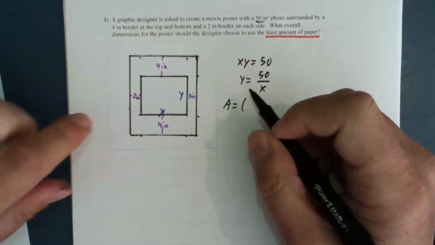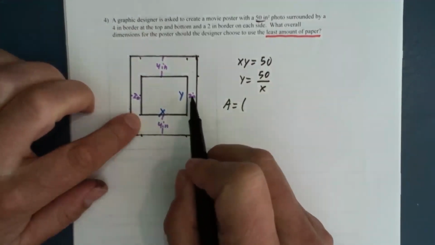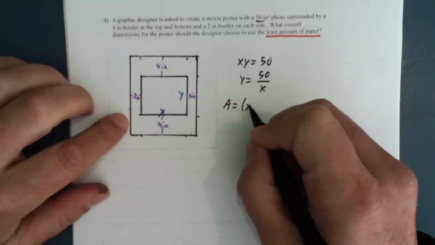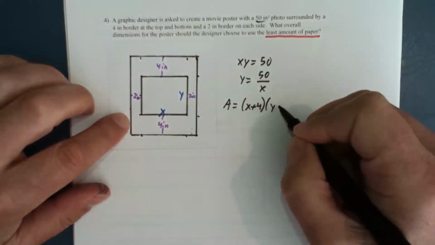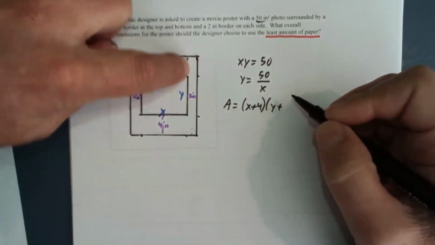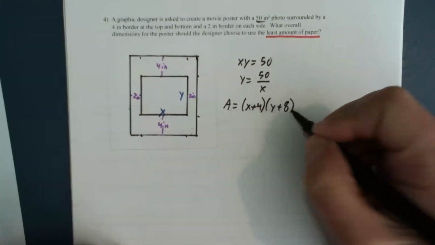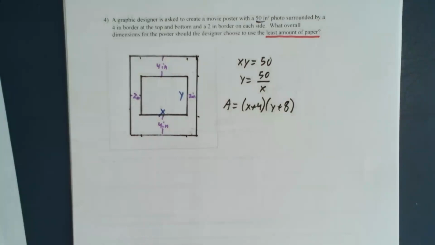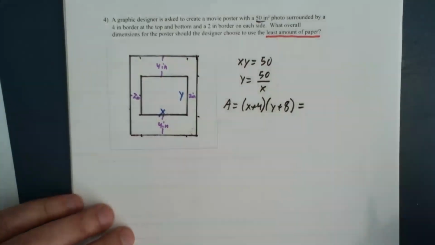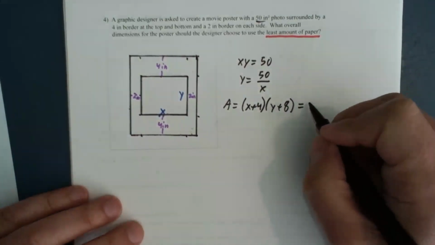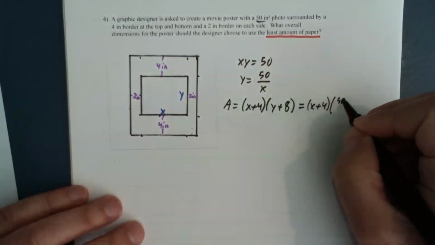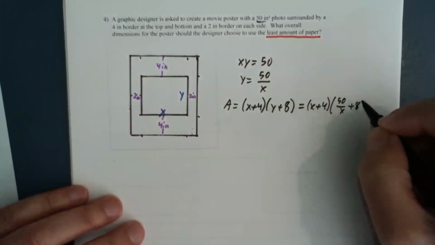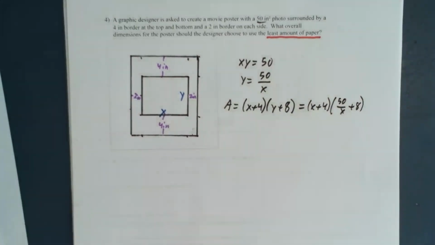This is going to be X plus 2 plus 2. So this is going to be X plus 4 times Y plus, that's going to be 4 plus 4. That's going to be 8. And rewriting that, I'm going to get X plus 4 times Y, which we know is 50 over X, plus 8. So here is our function of X for the area.